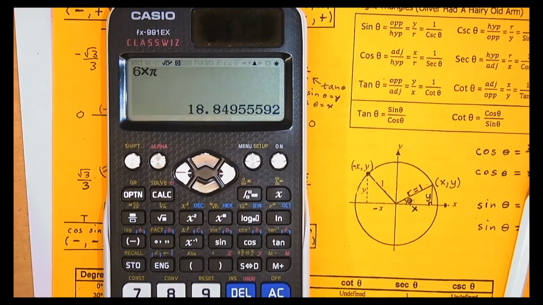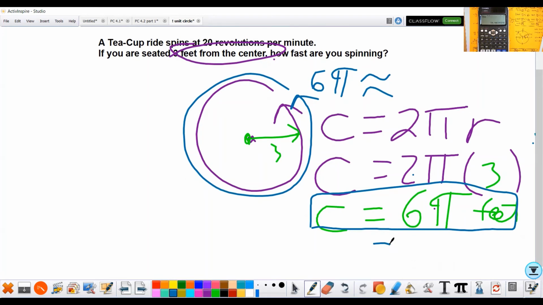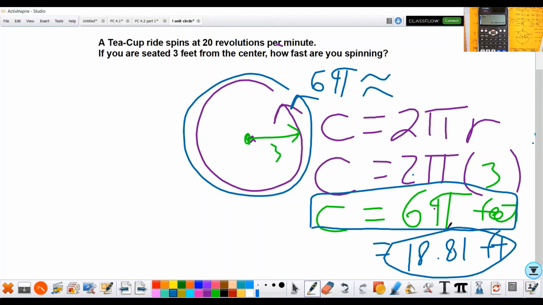So let's go back to our screen here. Maybe I'm just going to leave it for now as 6 pi feet, but I could also multiply it out. But I'm not done with the question. 18.84 feet. Okay, so that's how far it is around, right? Well, wait, did you go around just once? That's once around. So once around is 6 pi, or once around is 18.84 feet.